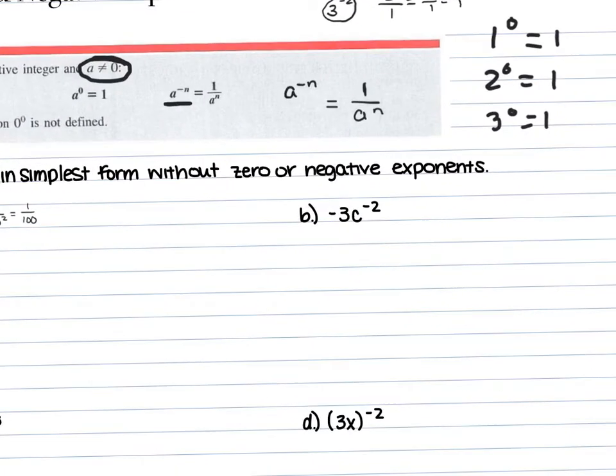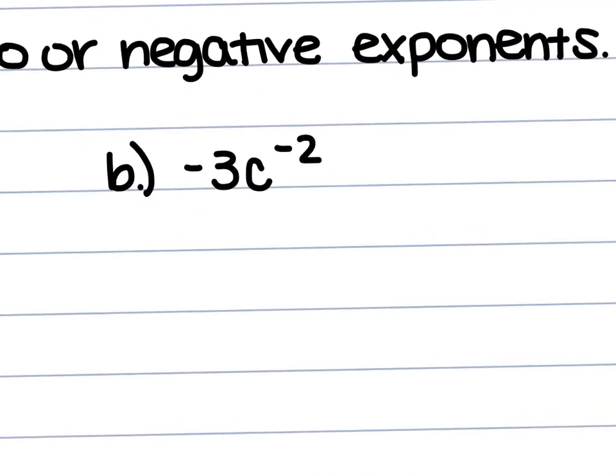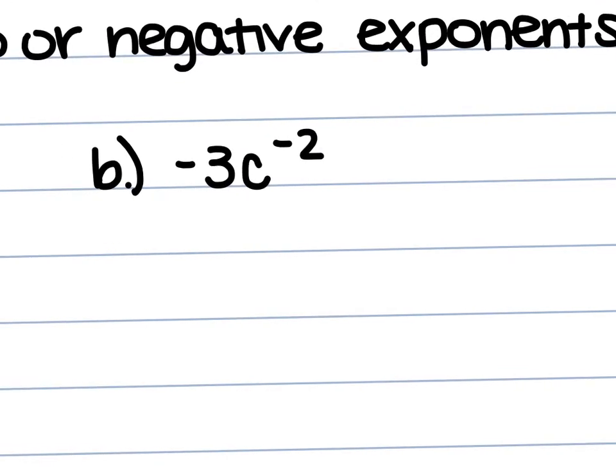Let's look at B here. Notice that this is kind of an interesting one. We've got a negative 3 and a c being raised to the negative second power. It's very important to notice the difference between this and ones we're going to see in a minute. In this one, it is only c that is being raised to the negative second power, and I know that because there's not a parentheses around both the negative 3 and the c. I'm not going to draw that in because it doesn't exist here, but I'll show you in another example. It's only the c that negative 2 goes with.